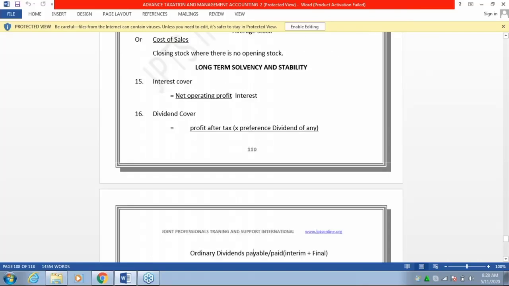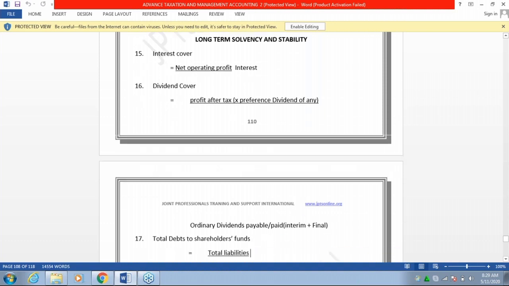Then we have the categories of long-term solvency and stability. Interest cover. On the basis of interest cover, we use the operating profit all over interest. Then the dividend cover, that is the profit after the tax has been deducted, less preference dividend if there is any. If there is any, we can use profit after the tax. Everything I'm talking about now under the dividend cover can be taken from the statement of the profit and loss account.